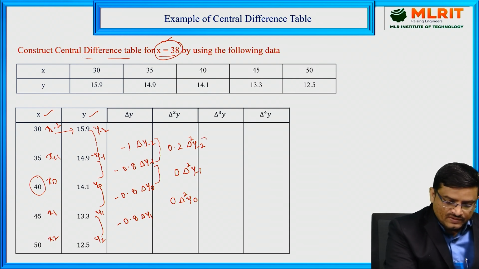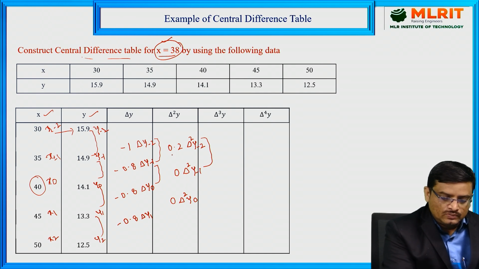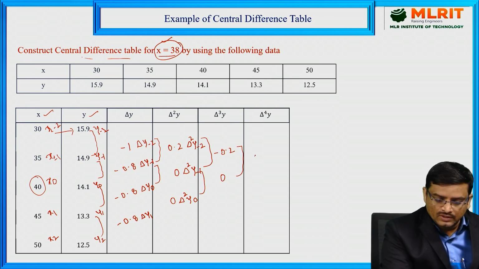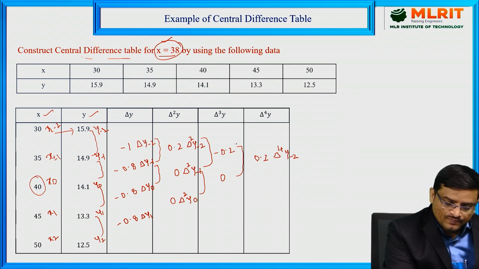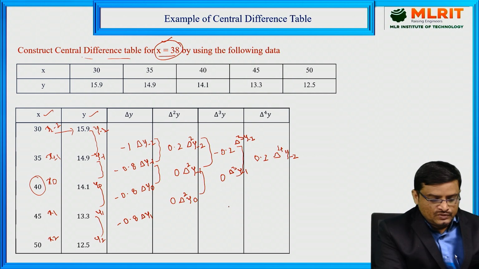Now find out these differences once again. So 0 minus 0.2, that is minus 0.2. And this is 0, 0 minus 0 is 0. Now find out the difference of this, you will get 0.2, which is represented with delta power 4 y suffix minus 2. This is delta cube y suffix minus 2. This is delta cube y suffix minus 1. So this is the way we can construct this central difference table.